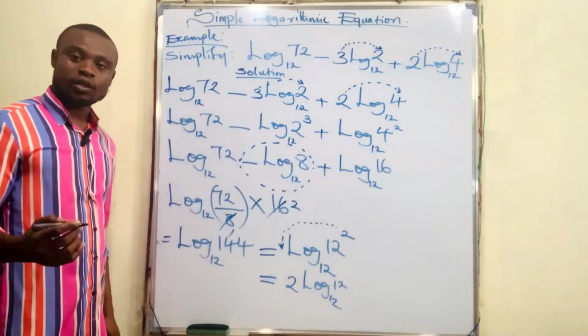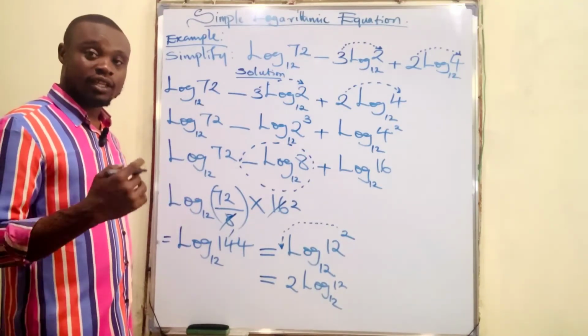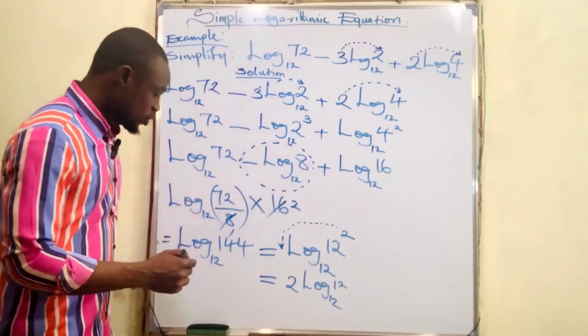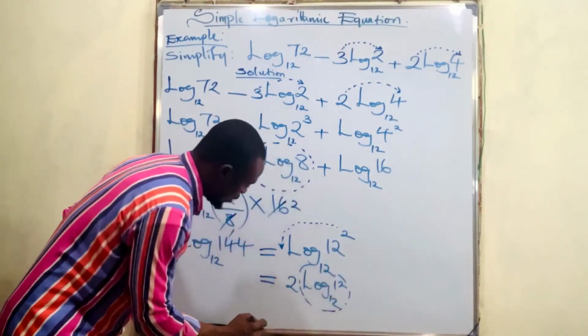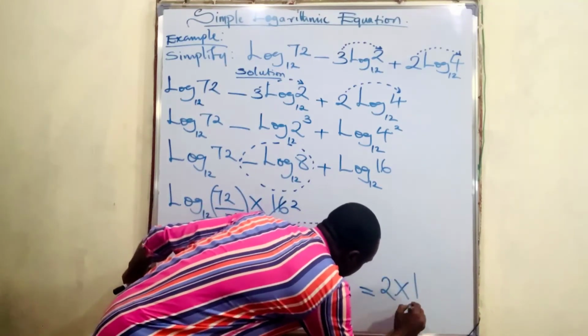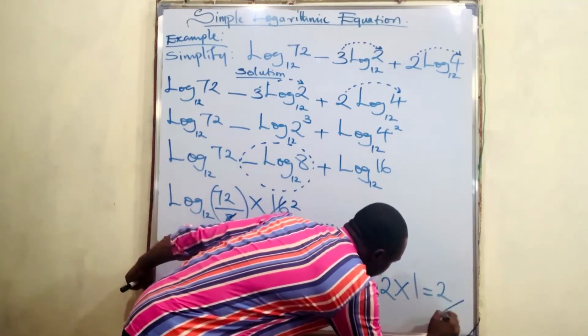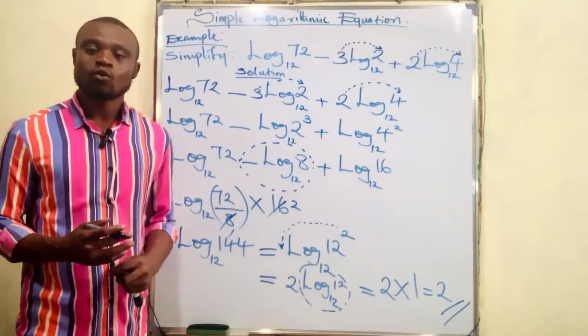So if you recall, I said log b base b is 1, right? Log b base b is 1. So since this basically is 1, this now becomes 2 times 1, which our answer is 2. So that is the end of this particular question.